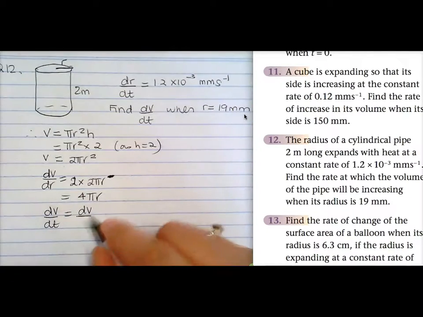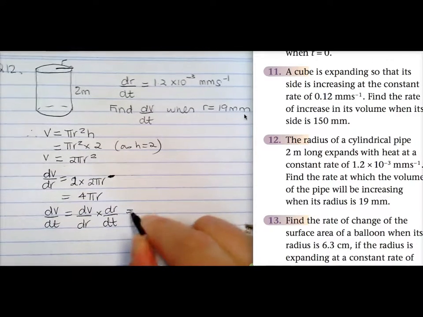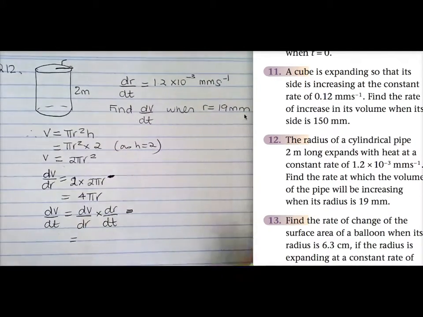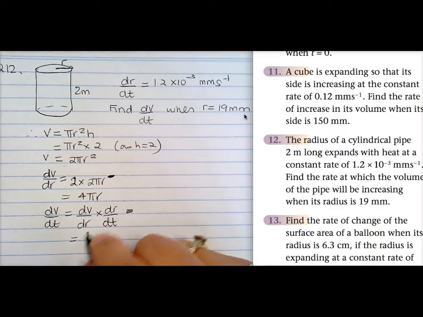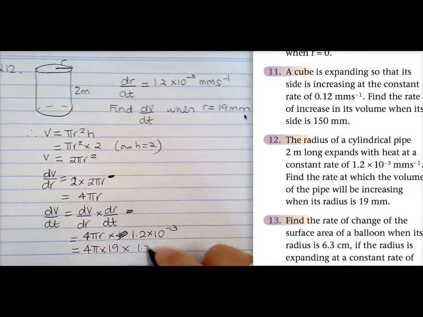Smaller. dV/dt is dV/dr times dr/dt, which is 4 pi r times 19 times, what's dr/dt? Times 1.2 times 10 to the minus 3. You may as well just substitute it all in: 4 pi times 19 times 1.2 times 10 to the minus 3. I got 0.2829.